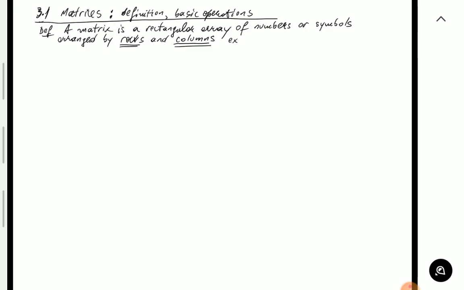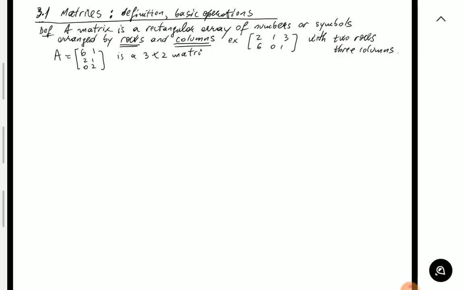So let's give a quick example. For instance, this tableau, this array 2, 1, 3, 6, 0, 1 is a matrix with 2 rows and 3 columns. We can also say that it's a 2 by 3 matrix. Another way to denote matrices is by using a capital letter. So I could take another example. Let's say matrix A given by 6, 1, 2, 1, 0, 2. This is a 3 by 2 matrix. Again, we always by convention specify the number of rows first and then the number of columns.